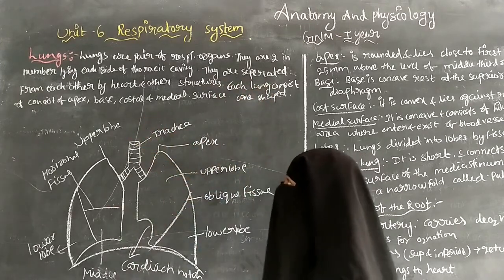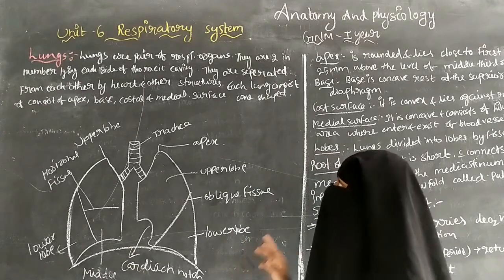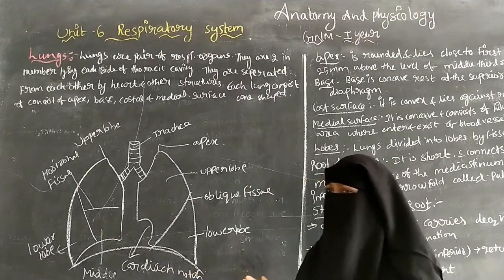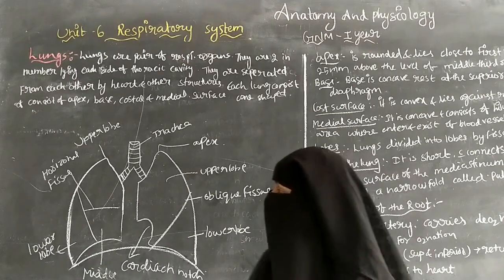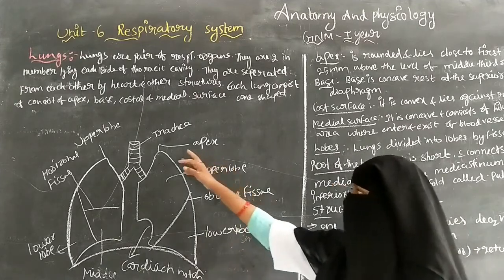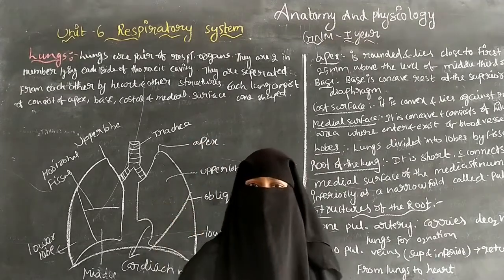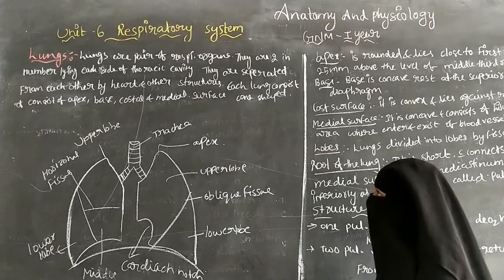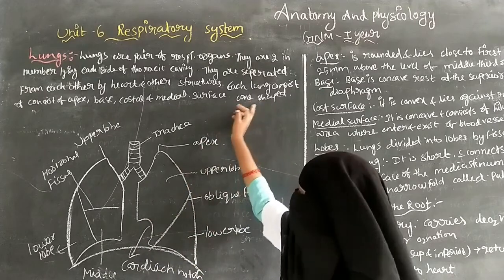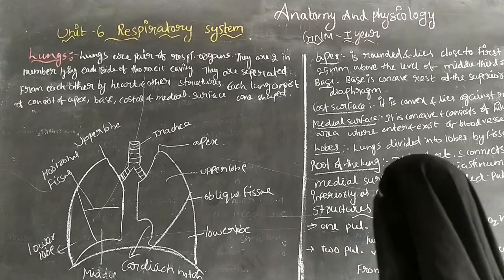So the lungs are a pair, situated on each side of the thoracic cavity, and they are separated by the heart and other structures. Each consists of an apex, a base, a costal surface against the ribs, and a medial surface toward the midline, and the lung is cone shaped. Next is the apex.